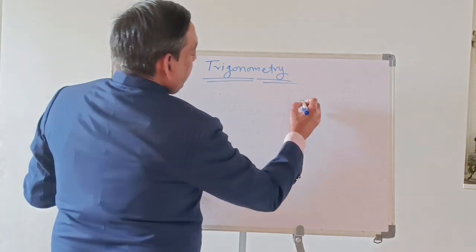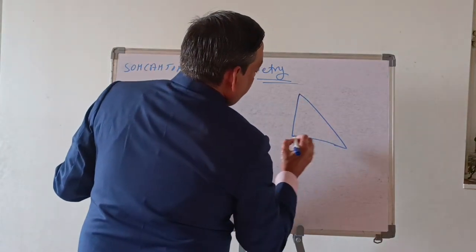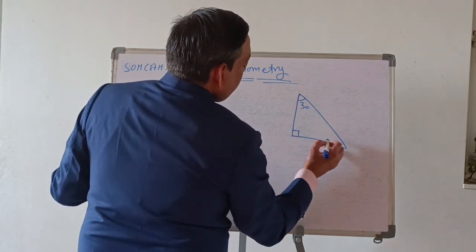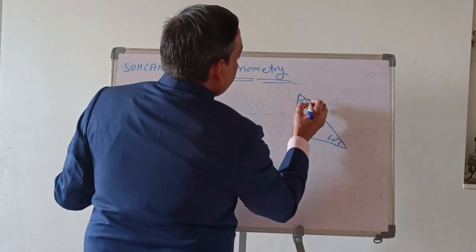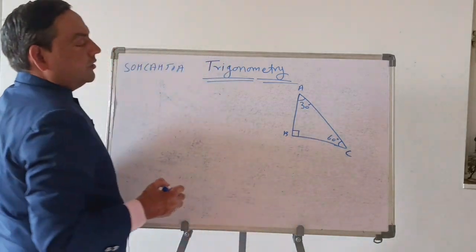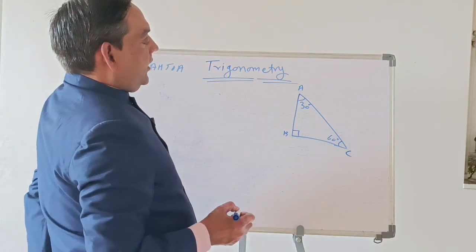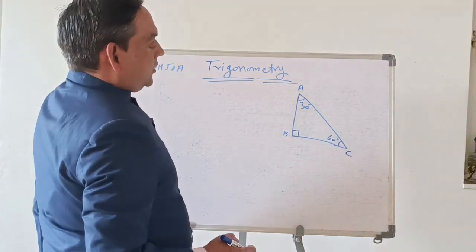Now let's take a triangle. Again it is a right angle triangle, but in this case this will be 30 degree, this is 90 degree, and the third angle will be 60 degree by using the angle sum property of a triangle. Angle A is 30 degree, angle B is 90 degree, angle C is 60 degree.